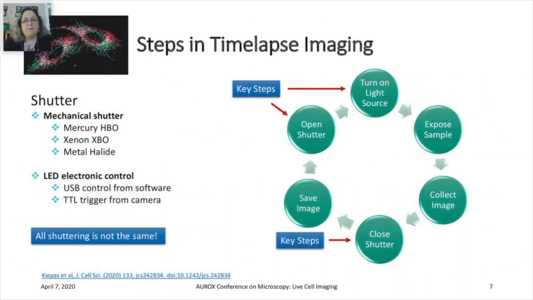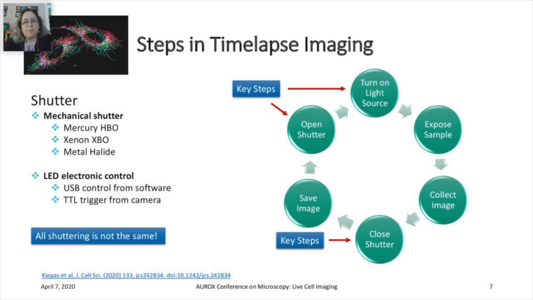So we stepped back, and if you look at the steps in a time-lapse experiment, if you start by opening the shutter, then you turn on the light source, you expose your fluorescence sample to the light, you collect an image on the camera of the fluorescent signal, you close the shutter, and then you save the image. Then you repeat that at your next time interval.